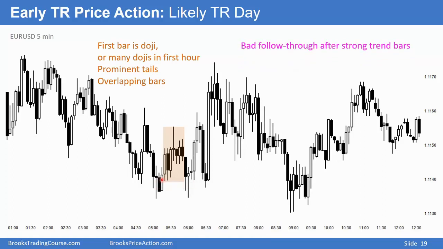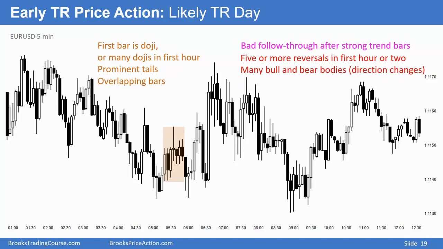Bear bars and bull bars. Bull bars, then bear bars. Bad follow through, lots of reversals. Five or more reversals in the first hour or two. Many bull bars, many bear bars, lots of reversals of direction, trading range price action.